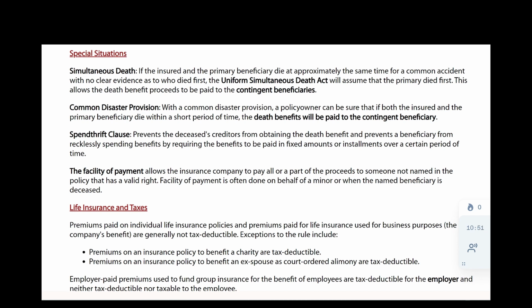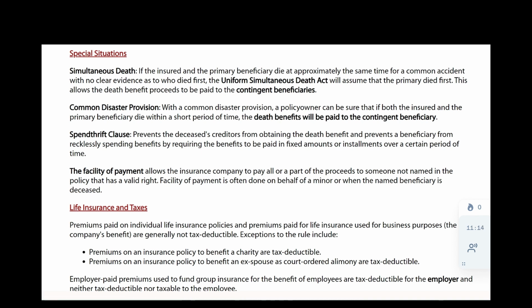Common disaster provision. With a common disaster provision, a policy owner can be sure that if both the insured and the primary beneficiary die within a short period of time, the death benefits will be paid to the contingent beneficiary. Spendthrift clause prevents the deceased's creditors from obtaining the death benefit and prevents a beneficiary from recklessly spending benefits by requiring the benefits to be paid in fixed amounts or installments over a certain period of time.